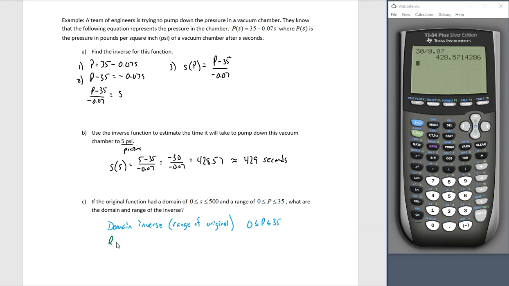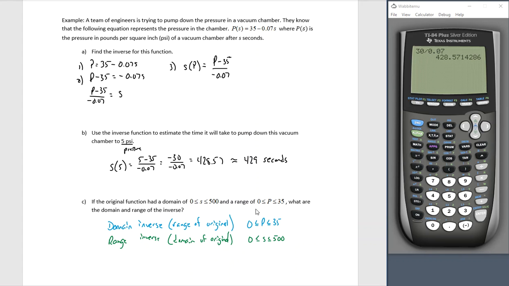Whereas the range of the inverse, which is the domain of the original, oh my goodness, I swear I know how to spell original. That's going to be 0 is less than or equal to S is less than or equal to 500.